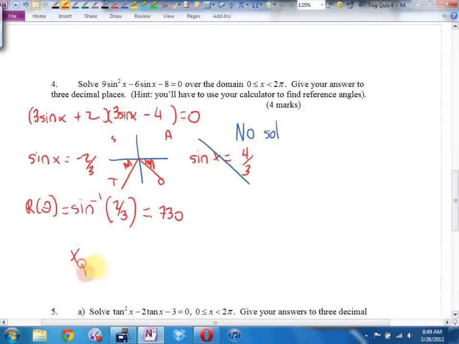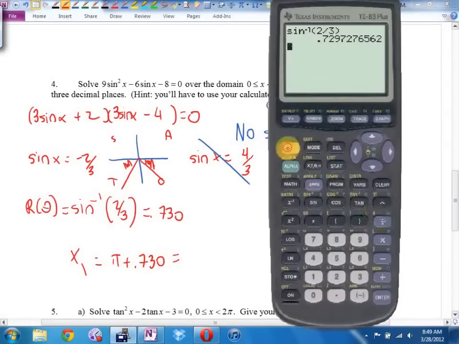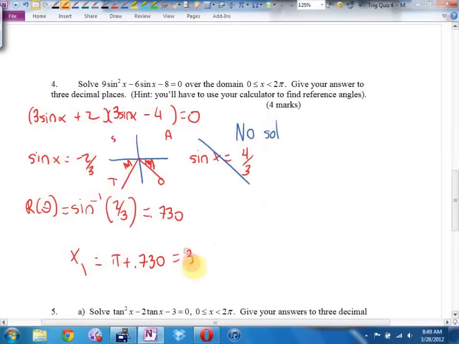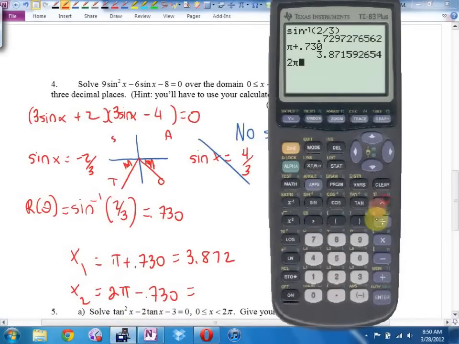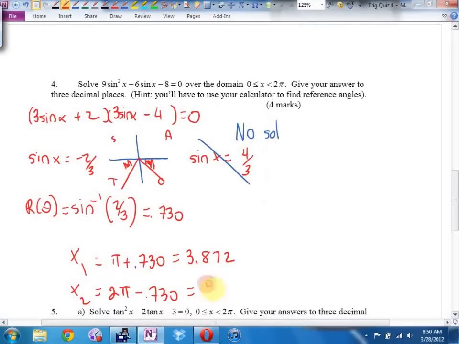I think my first x value is going to be pi plus 0.730, 3.872, and my second x value is going to be 2 pi minus 0.730, 5.553. Is that right? People nodding? Yeah, no? Am I wrong?